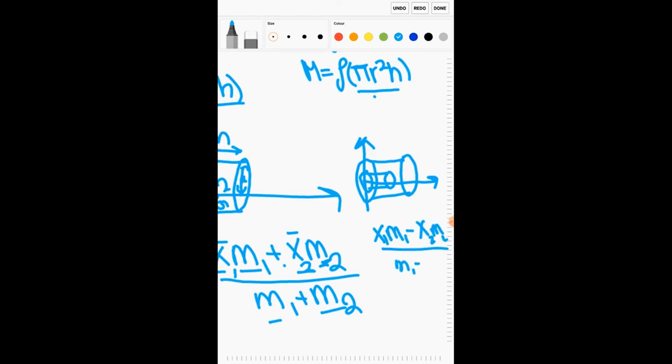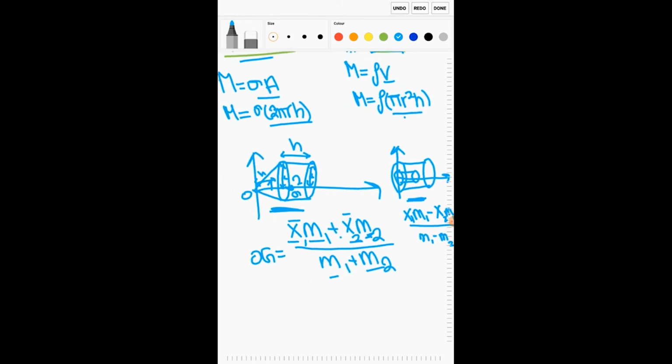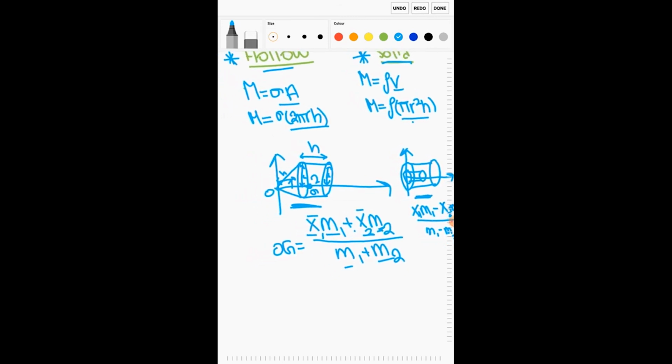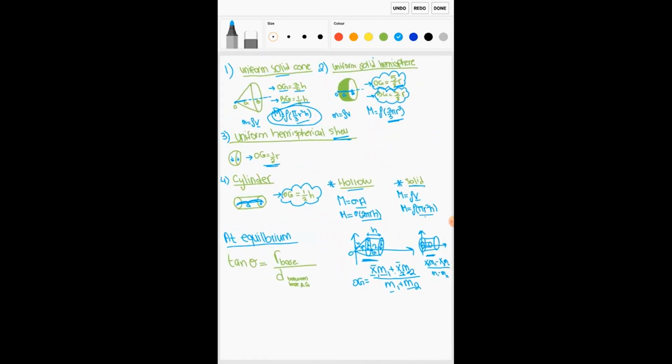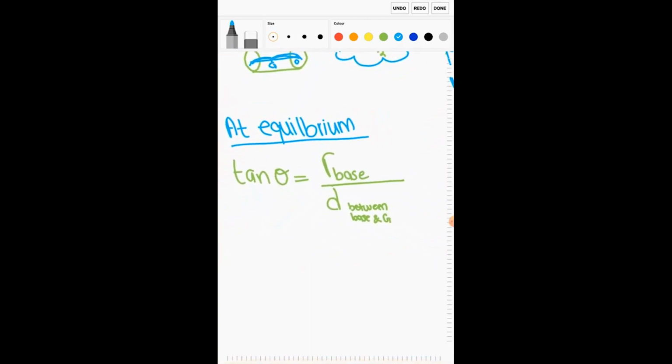m1 minus m2. So you need to be careful whether they're adding the two shapes or removing one from the other, because it changes the sign. The formula is the same, but the sign changes, either plus or minus. Okay, and for part 3.5, when it's at equilibrium, you don't actually need to know this, it's just a trick to make you get the answer faster.